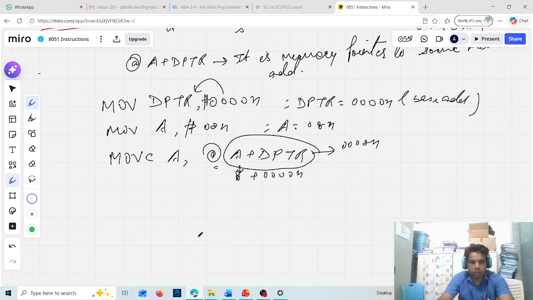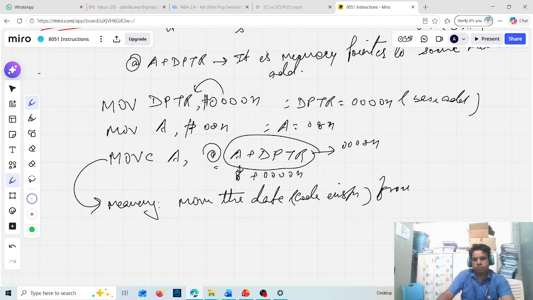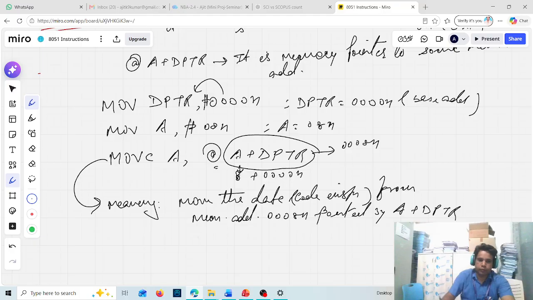So the meaning of this instruction is: move the data, basically code instruction, from the memory address 0008h, which is pointed by A plus DPTR, and where to move to? To A. This is the meaning of this instruction.